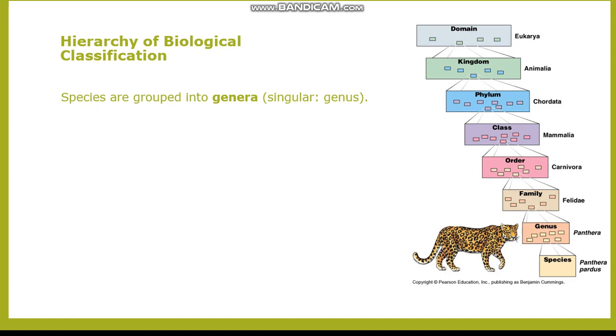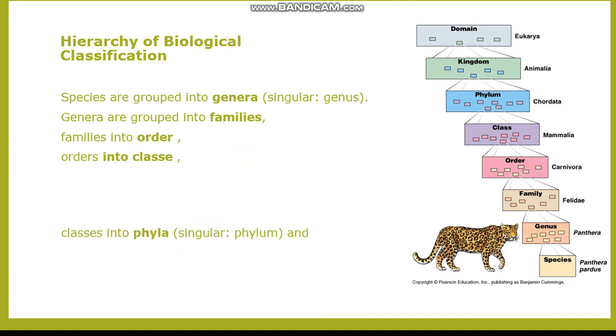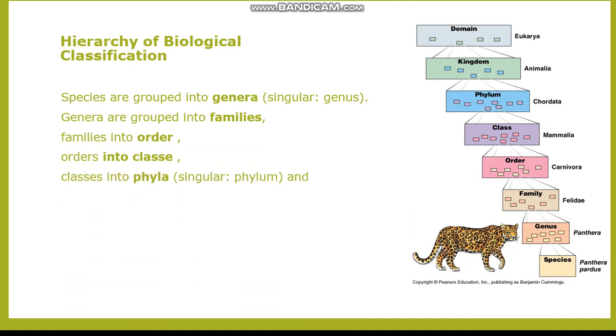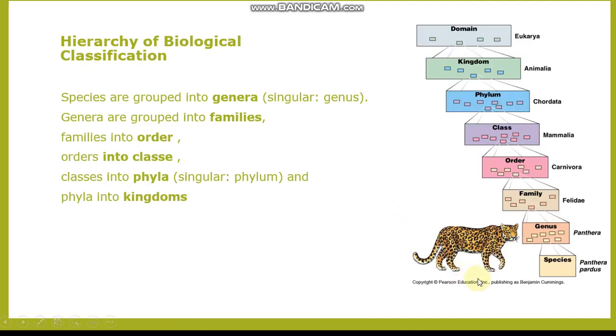In biological hierarchy, similar species are grouped into a genus or genera, and various genera are grouped into families. Likewise, various families are grouped into an order, and orders are grouped into a class. Classes are grouped into phyla, and phyla are grouped to make kingdoms. So here we have an example, like this is a species called Panthera pardus.